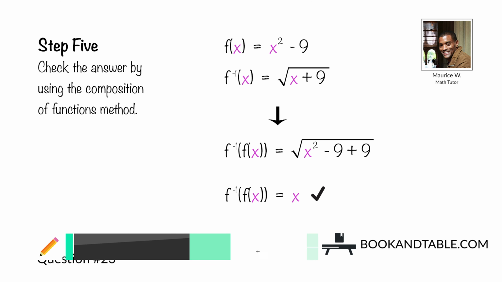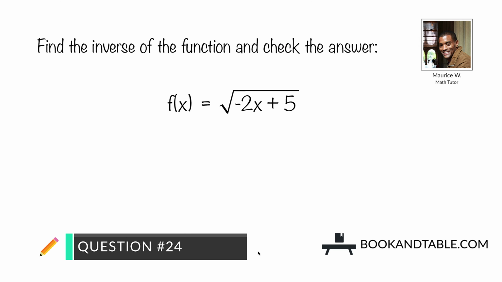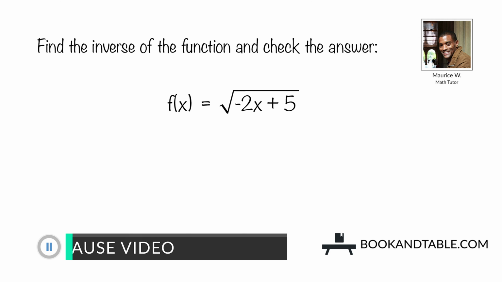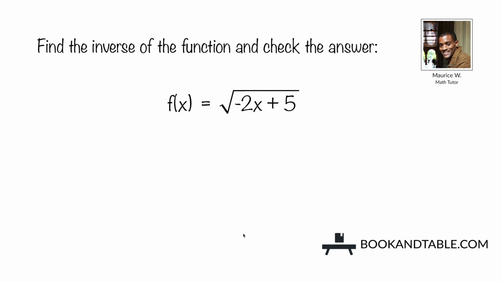Let's now have a look at question number 24. Find the inverse of the function and check the answer. And we are given f of x is equal to the square root of negative 2x plus 5. Pause the video, answer this question, and then press play when you are ready to begin.